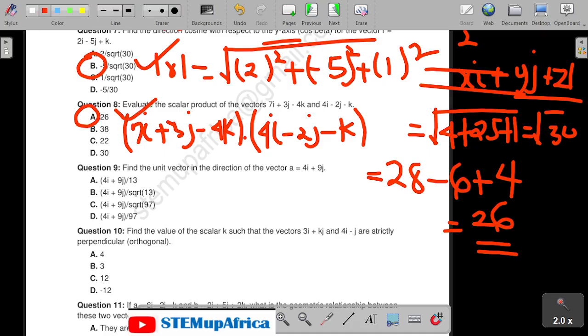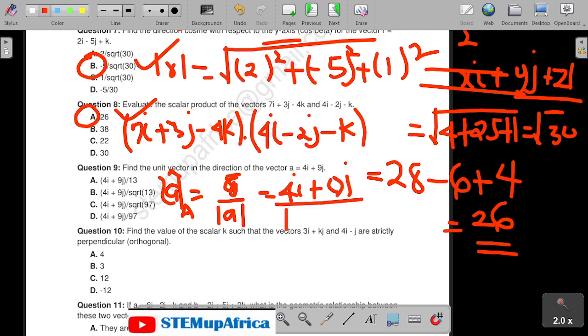So I have to find the unit vector of what we have here. First of all, you have to find the absolute value. The unit vector of A will be vector A over absolute A. That will be our unit vector of A. Vector A over absolute A. We'll call it UA. So what is vector A? 4i plus 9j. Absolute A will be square root of 4 square plus 9 square.